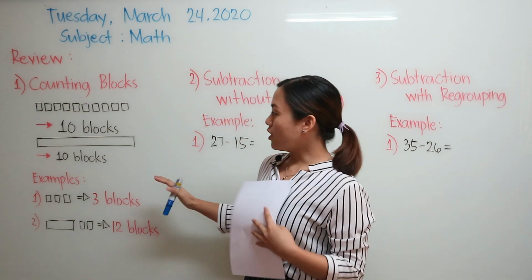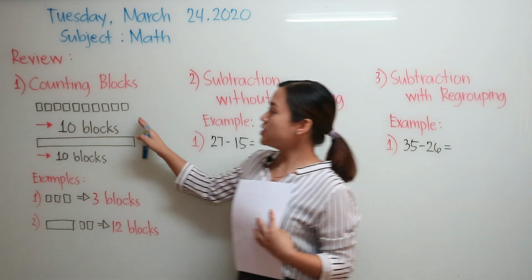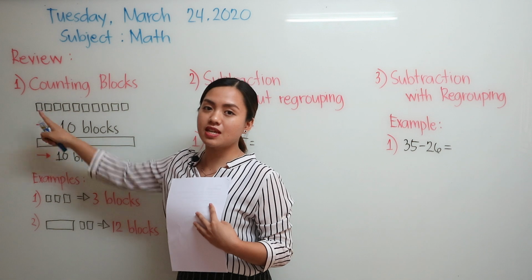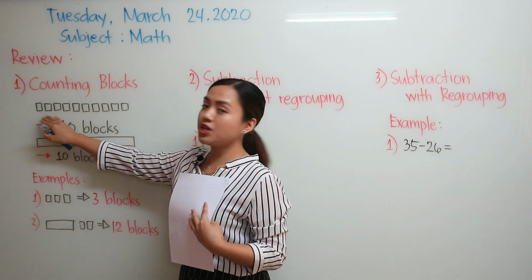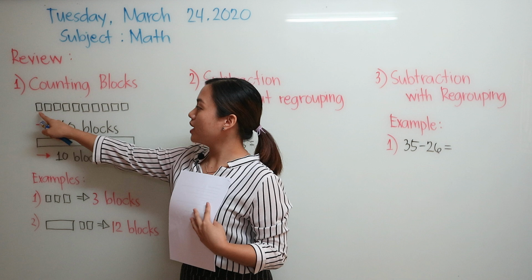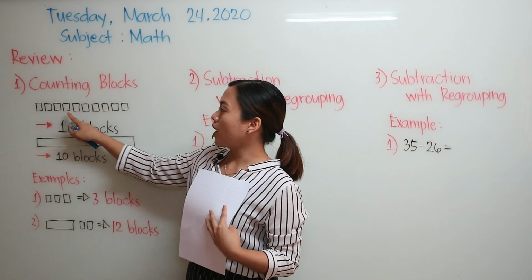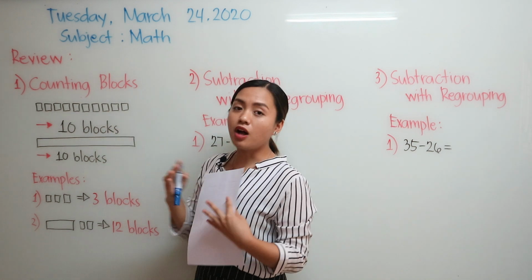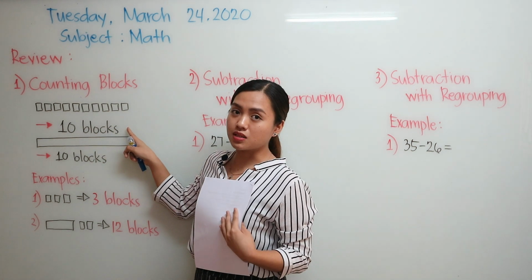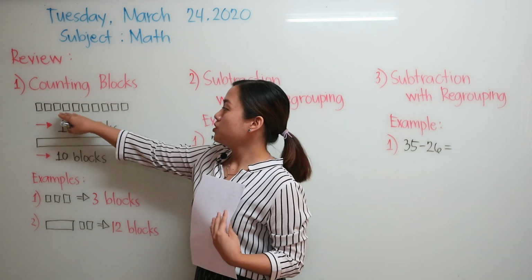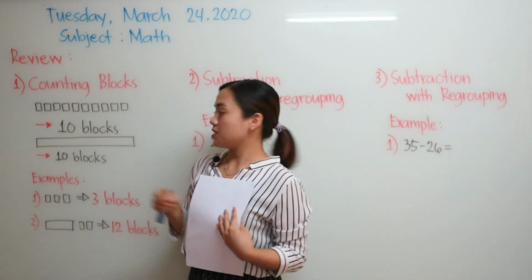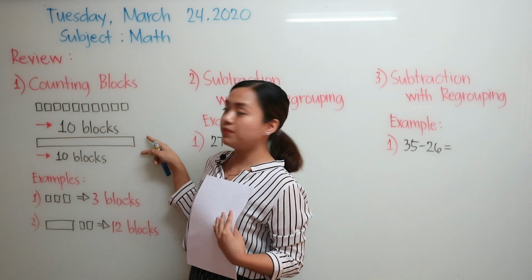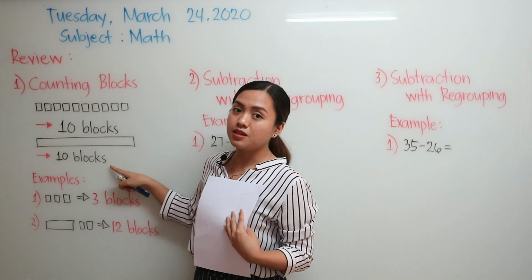Okay, so here we have counting blocks. As you can see, we have here small boxes. So each box represents one digit. So if we are going to count this one, we'll have 1, 2, 3, 4, 5, 6, 7, 8, 9, 10. So all in all, we have 10 blocks. But we can also draw this as a whole box. So we have here one big block that represents 10 blocks.